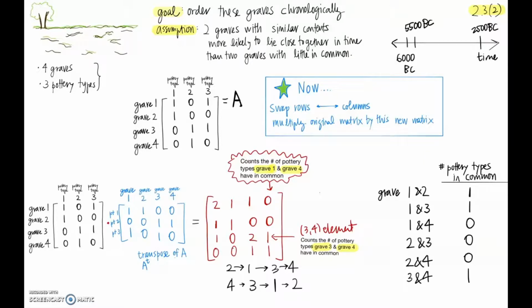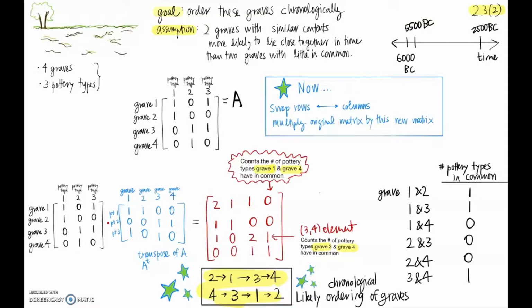So this is it. This is the answer to the whole problem. This is our best guess at the ordering of these 4 graves chronologically. This right here is our likely chronological ordering of the graves, all based on this assumption that if 2 graves have similar contents, they're more likely to lie close together in time than 2 graves with little in common.